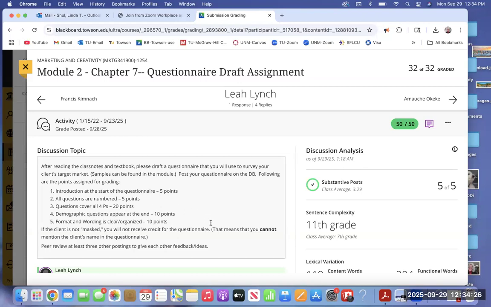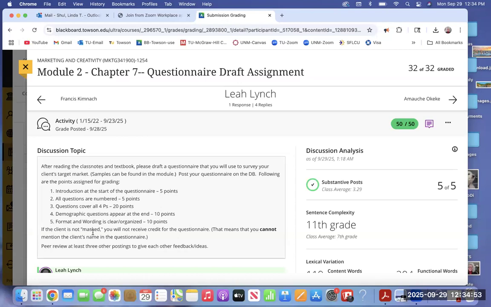Now, the format and the wording has to be clear and organized, properly written, with proper capitalization, so that if you were to physically hand this questionnaire to someone, it should have all the instructions on it, such as circle all that apply or check one box. It has to have all of that information on the questionnaire.